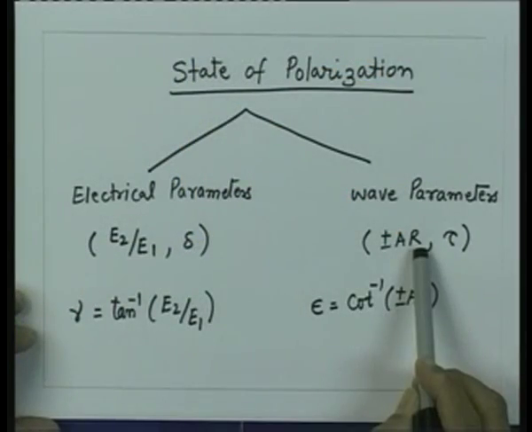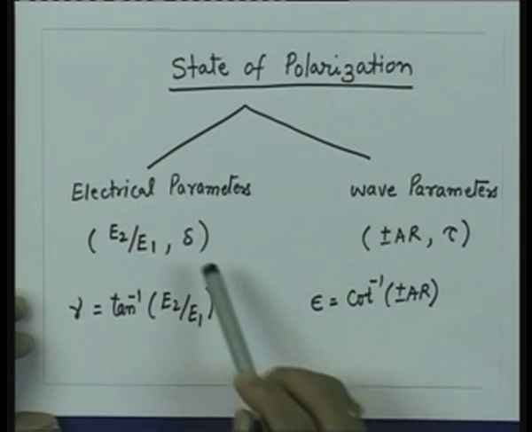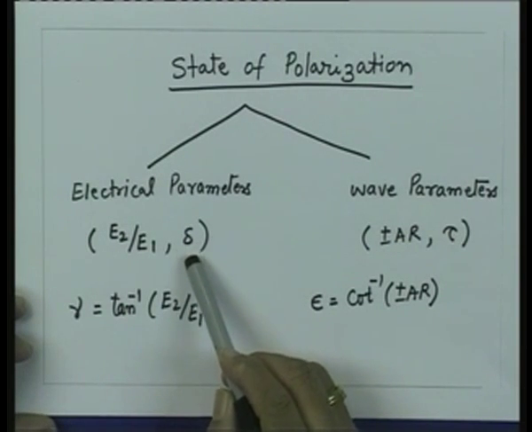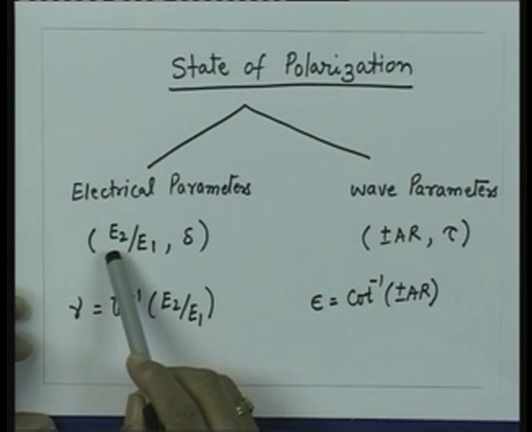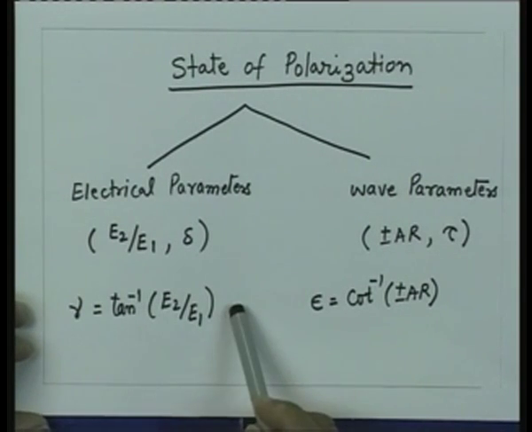Now if I look at the ellipse of polarization, we have the axial ratio which ranges from 1 to infinity. The tilt angle will vary from 0 to pi. The delta, which is the phase difference, varies from minus 90 degrees to plus 90 degrees if we take the sign absorbed into the amplitude, and then this angle gamma will vary from 0 to 180 degrees or minus 90 to plus 90 degrees. So, we now have the range for all these parameters.